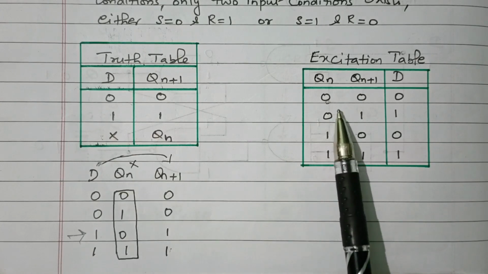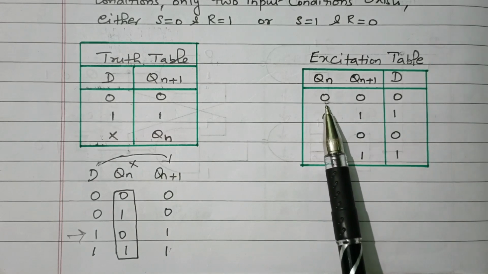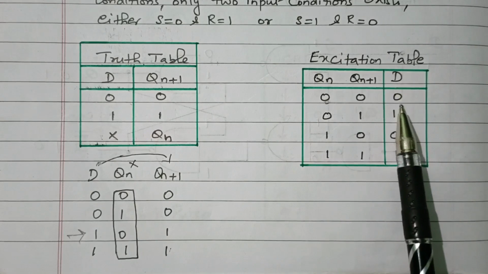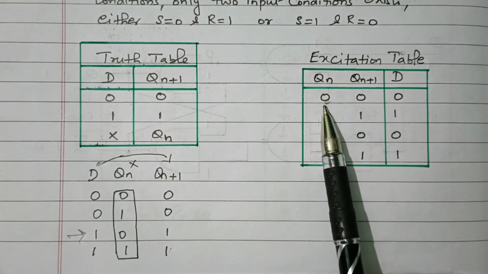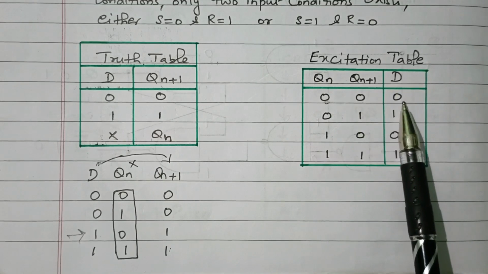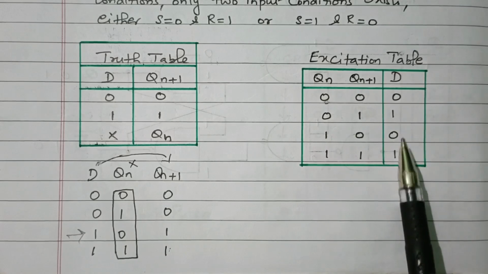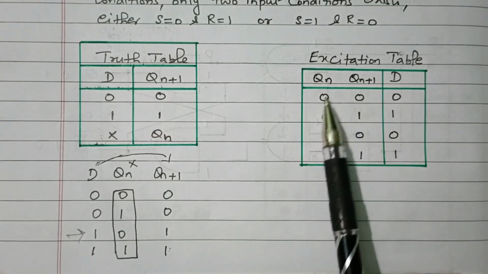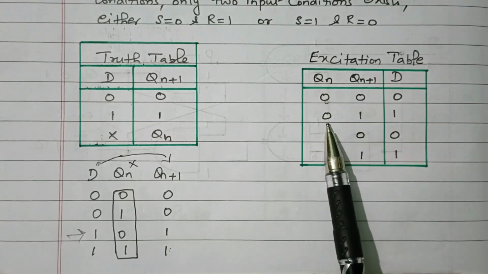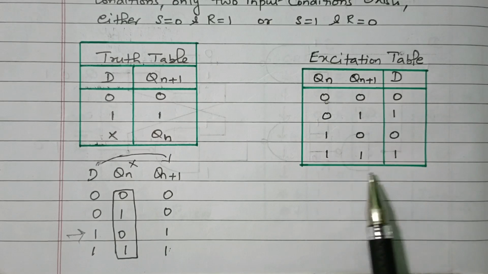Now we'll go to the excitation table. What is an excitation table? From the output, we decide the input. For example, present state is 0, next state is also 0, what is the input we need to give? That is the excitation table. Input is identified from the output. 0 0 means what is the state, 0 1 means what we required, 1 0 means what we required, 1 1 means what we required.